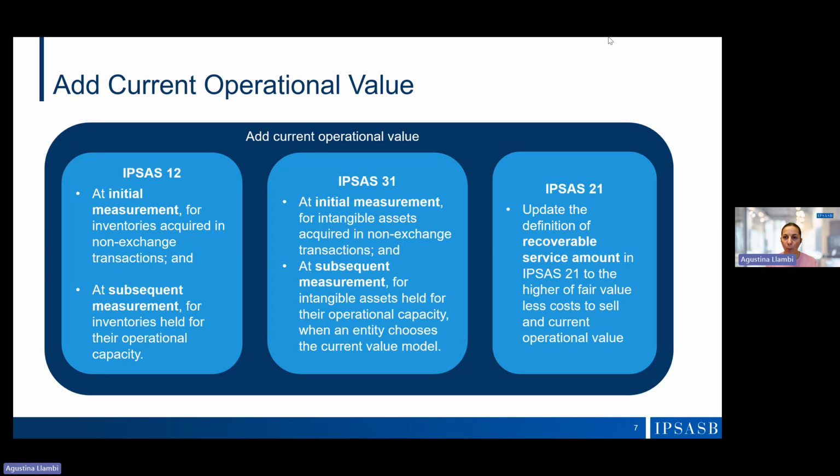So this proposal is not simply replacing value in use with current operational value, but the proposal also removes the depreciated replacement cost, restoration cost, and service units approaches, because those are the approaches that today you have to determine value in use in IPSAS 21.